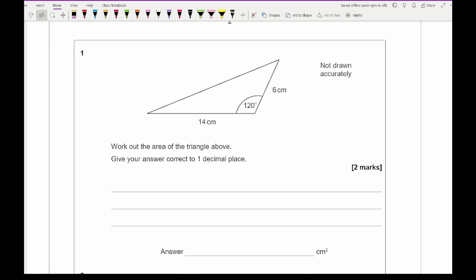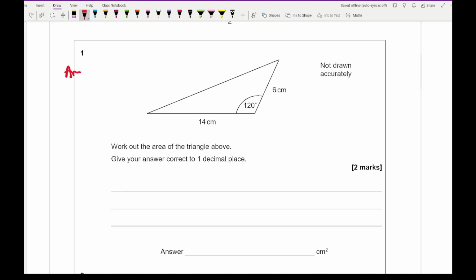So starting with question 1, it says work out the area of the triangle above. Give your answer correct to one decimal place. First things first, always check to make sure that you're given the height of the triangle. In this question, we're not given the perpendicular height, so I can't use base times height divided by 2 or half BH. So I'm going to have to use the other rule for the area of a triangle.